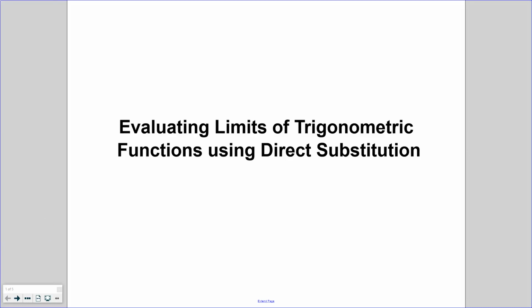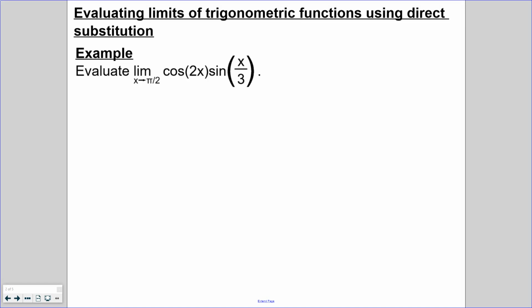Evaluating limits of trigonometric functions using direct substitution. Alright, so we're going to start off with an example. This example tells us to evaluate the limit as x approaches pi over 2 of cosine of 2x times sine of x over 3.